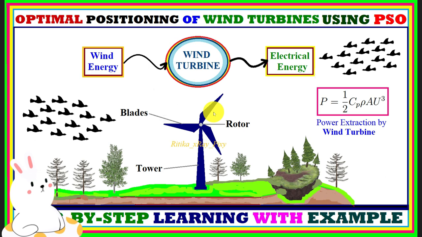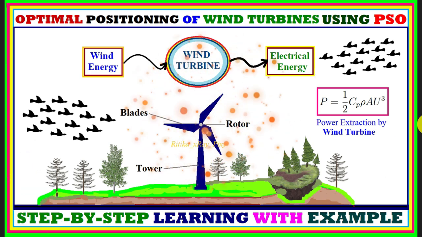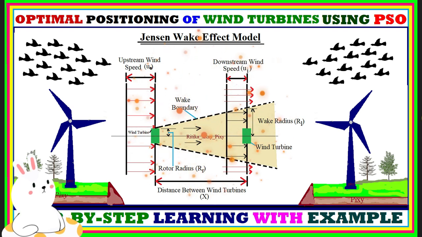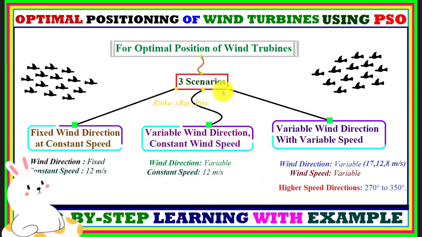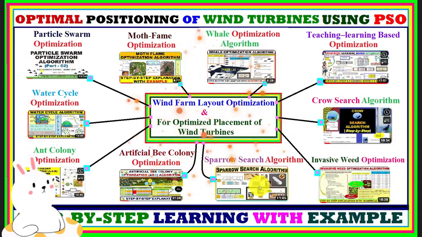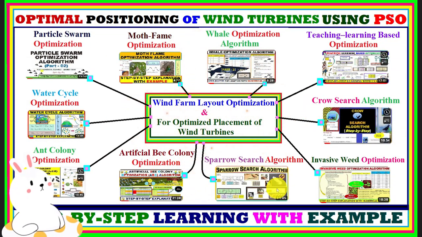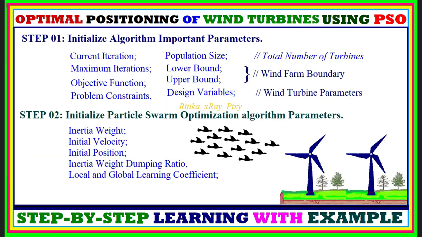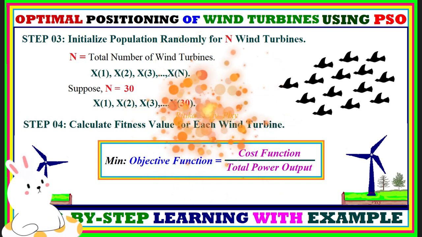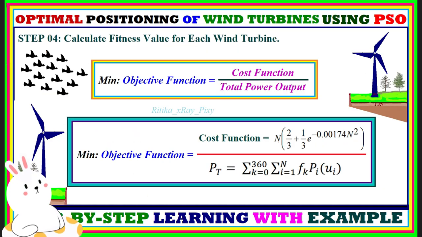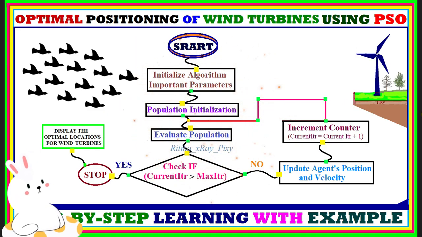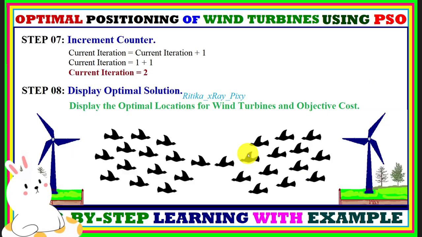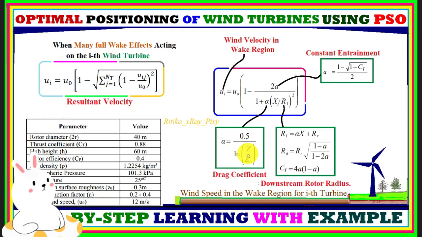Next, we will try to understand a few facts about wind turbine, wind farm, wind speed calculation models, wind farm layout, and different scenarios for optimal position of wind turbines in the wind farm, and different types of meta-heuristics that are used to solve wind energy optimization problems. In the end, step by step, we will try to understand how we can use particle swarm optimization algorithm to find out the optimal position for the wind turbines in the wind farm, and its flowchart. So step by step, we will try to understand this whole process.